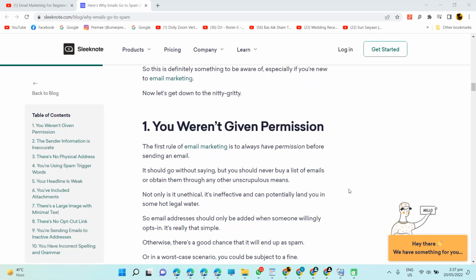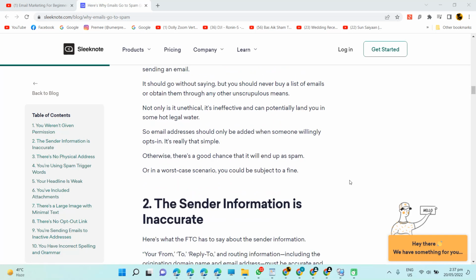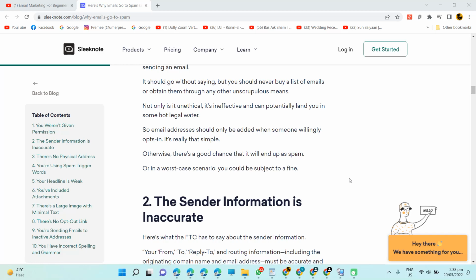The first reason is you are not given permission. The first rule of email marketing is to always have permission before sending an email. It should go without saying, but you should never buy a list of emails. An email address should only be added once someone willingly opts in. Otherwise, there is a good chance you will end up in spam. Or in the worst case, you could be subject to a fine.